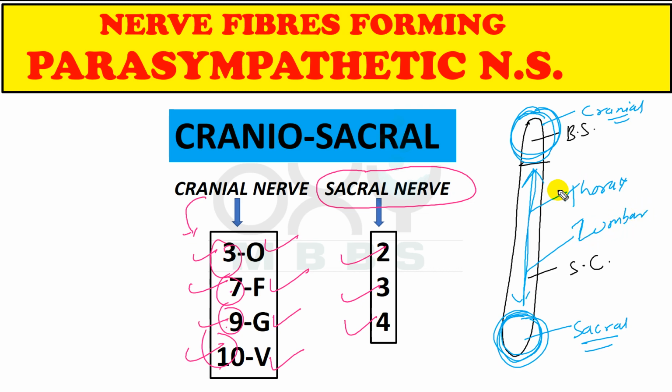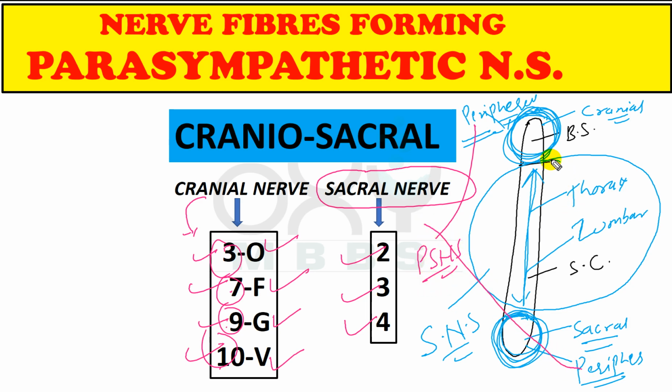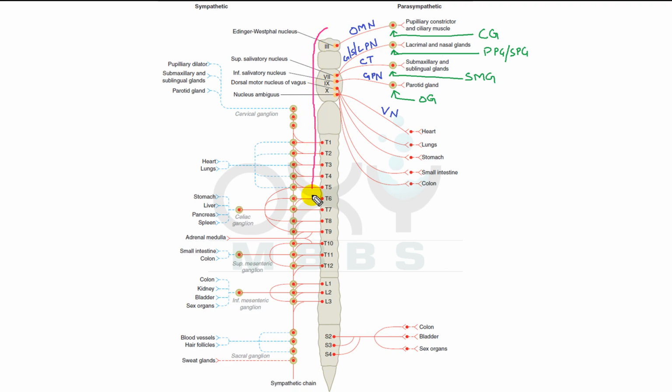The thoracic and lumbar regions present in the central part form the sympathetic nervous system, while the peripheral part, which includes the cranial and sacral, forms the parasympathetic nervous system. So the thoracolumbar outflow forms the sympathetic nervous system, while the peripheral part, that is the craniosacral outflow, forms the parasympathetic nervous system.